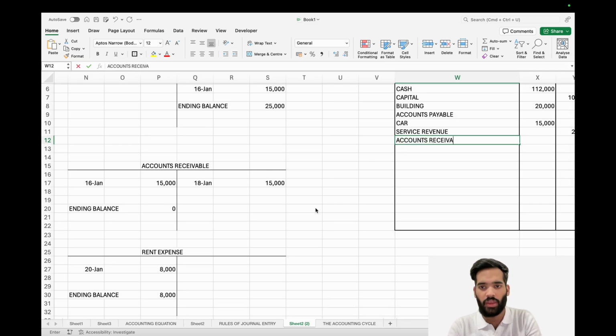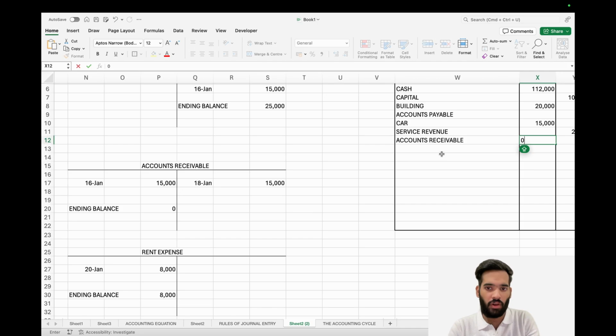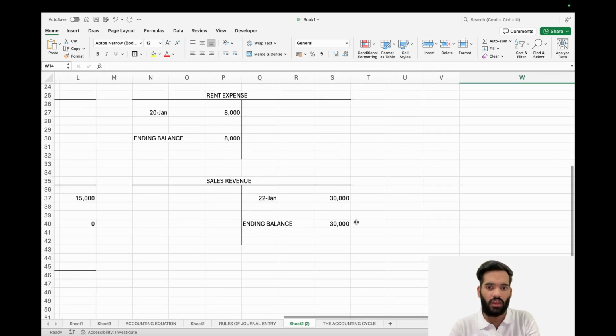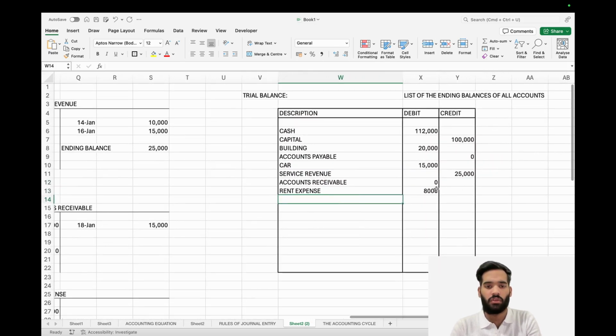Accounts receivable we have now, which apparently is 0 since we have already received all of the money we were supposed to receive. Rent expense is a debit of $8,000, and I think the last account, sales revenue, is $30,000 credit.